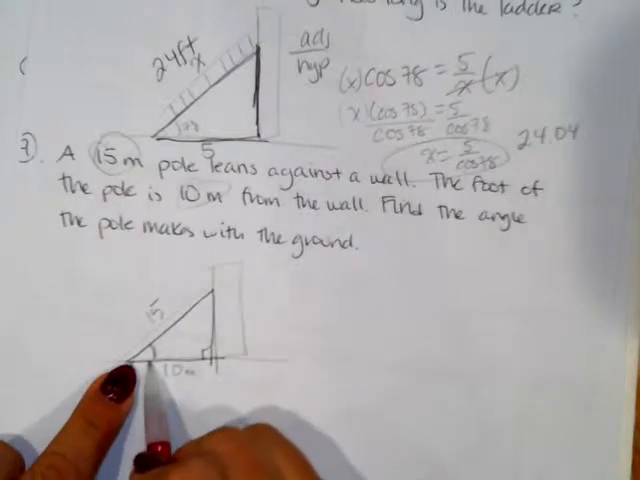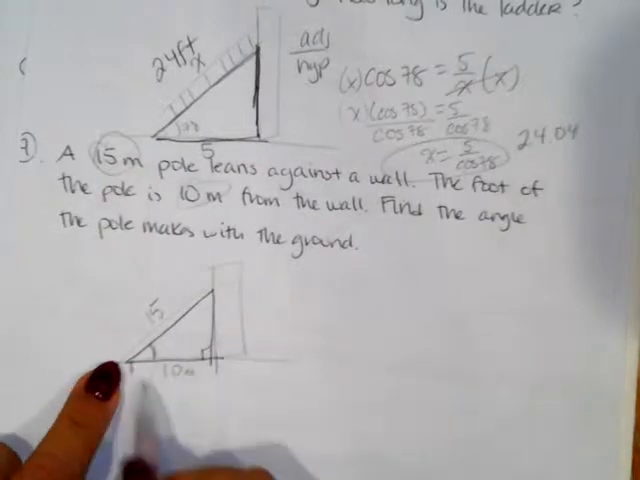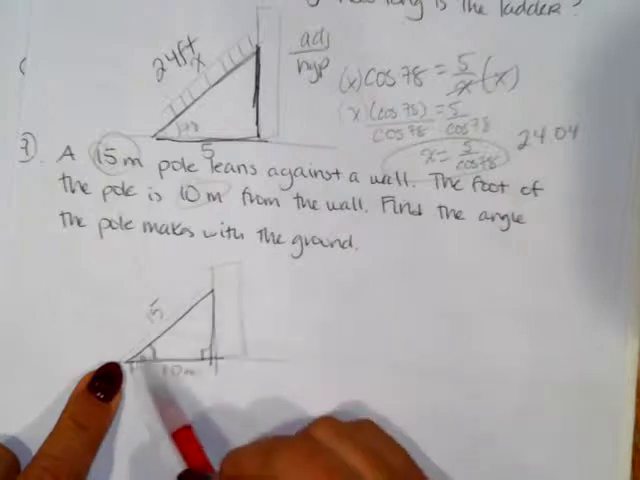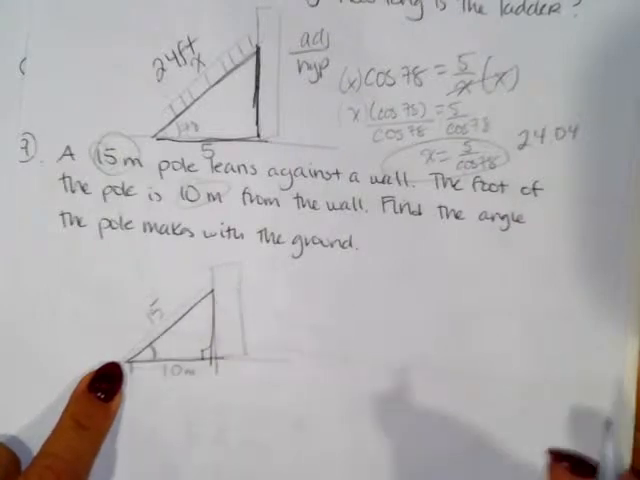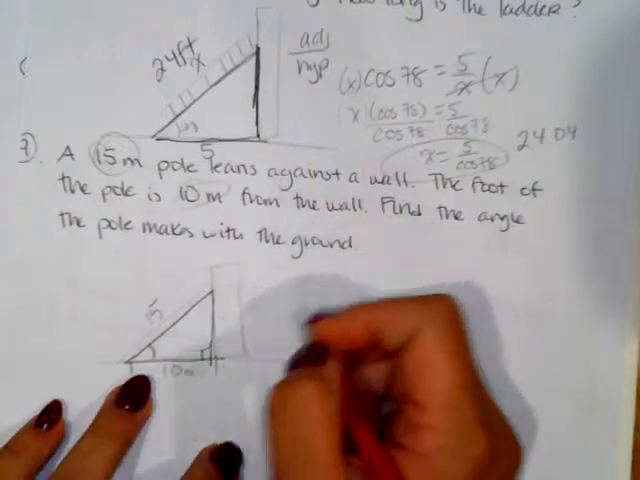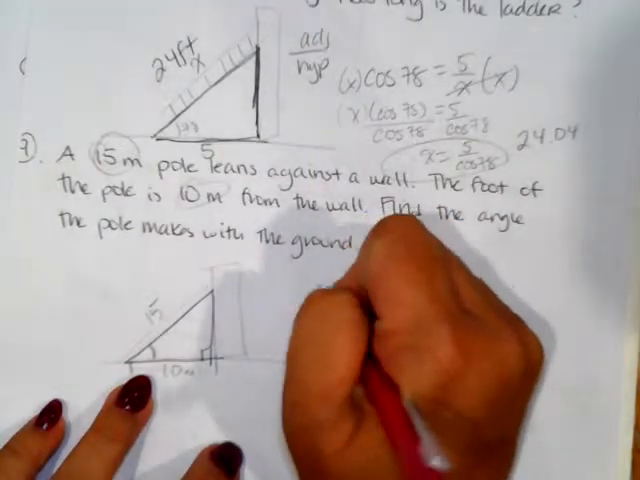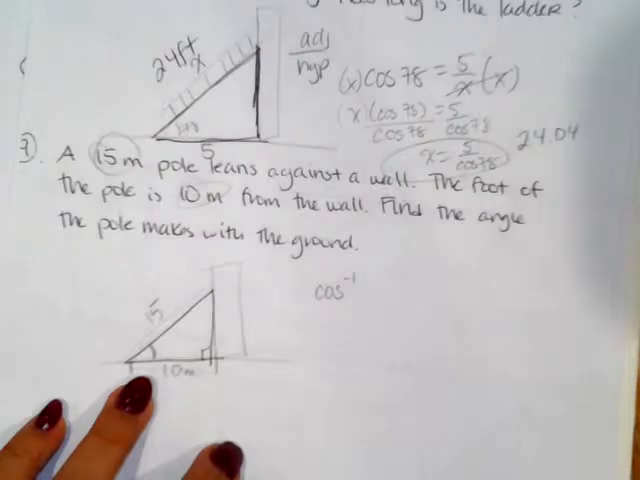All right, I am here. This is the angle. And for this one, I've got adjacent over hypotenuse. Adjacent over hypotenuse. I'm looking for an angle. So with the angle, I need to use inverse cosine.